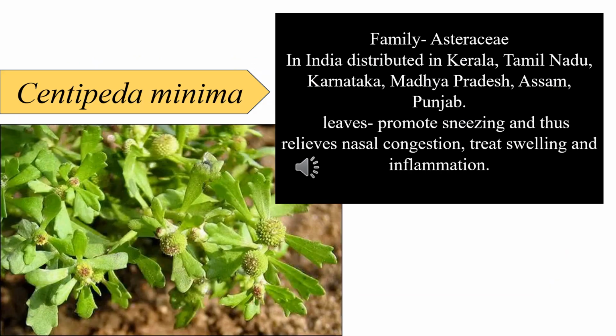Then coming to Centipeda minima, it belongs to the Asteraceae family, and in India this species is distributed in Kerala, Tamil Nadu, Karnataka, Madhya Pradesh, Assam, Punjab, Mizoram, Rajasthan, and Uttar Pradesh. It is a short-lived annual found in wet places, marshy banks, and submerged in shallow water, and flowering as the water recedes.